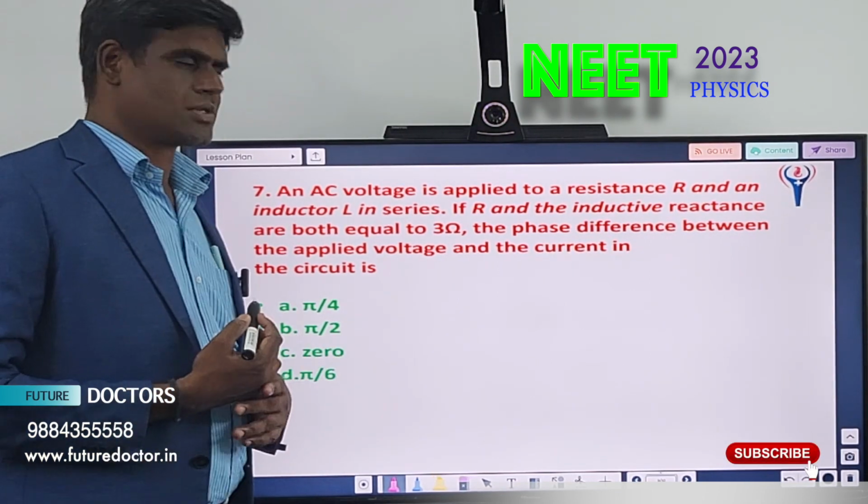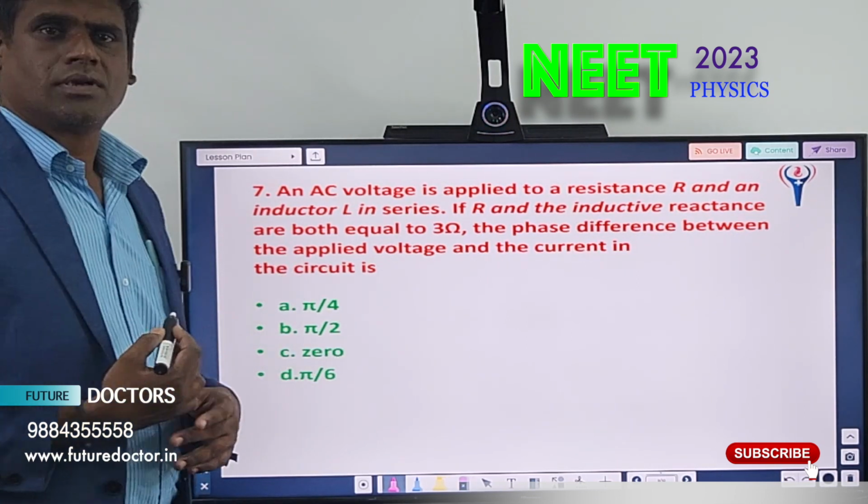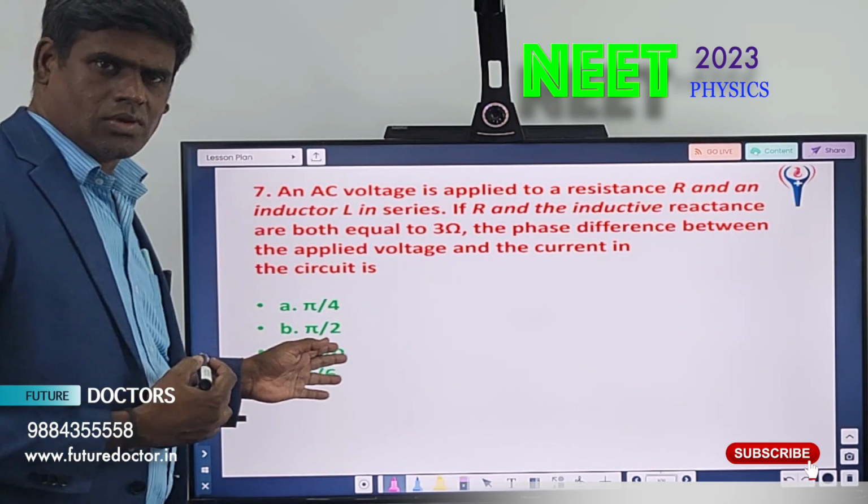That is, by knowing the relationship of phase difference in the LR series circuit, by knowing the formula, you can solve this.